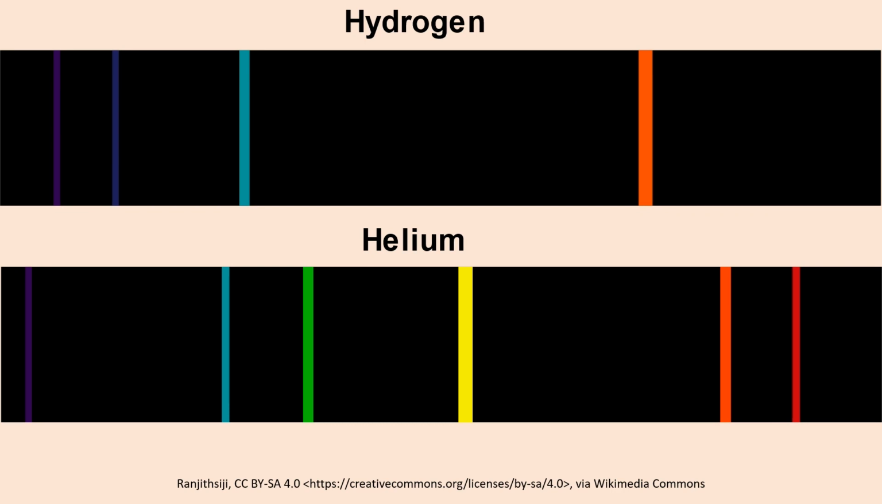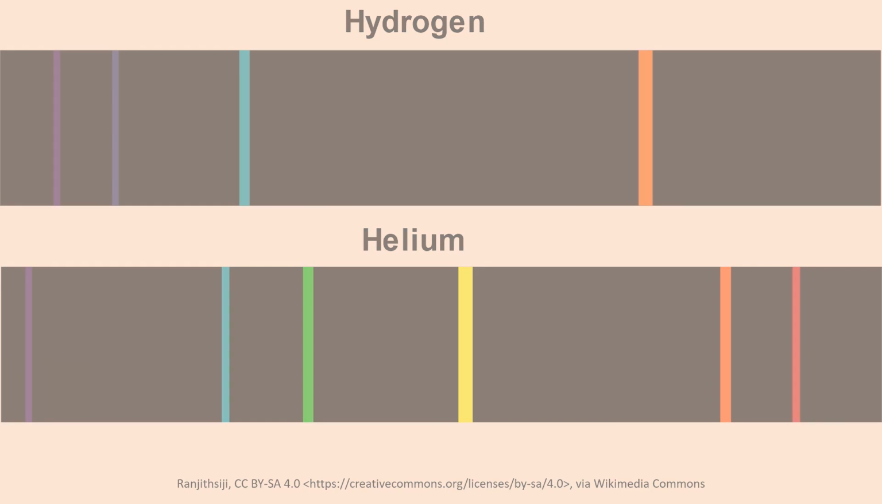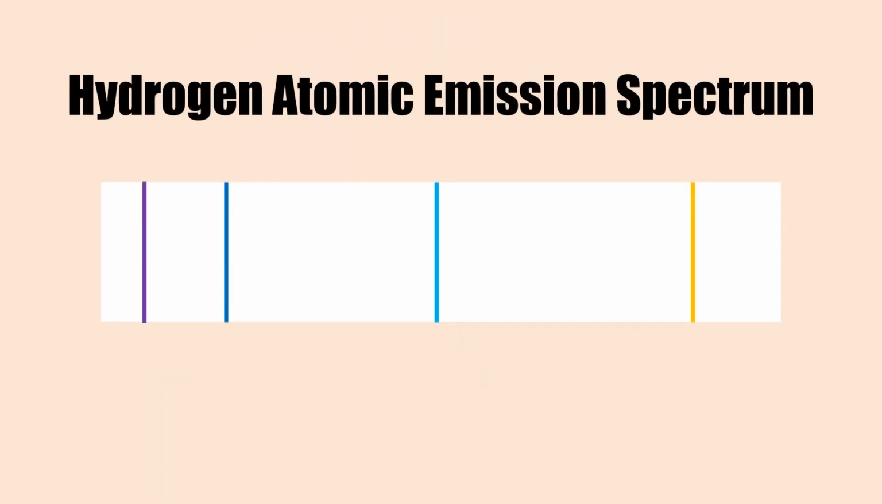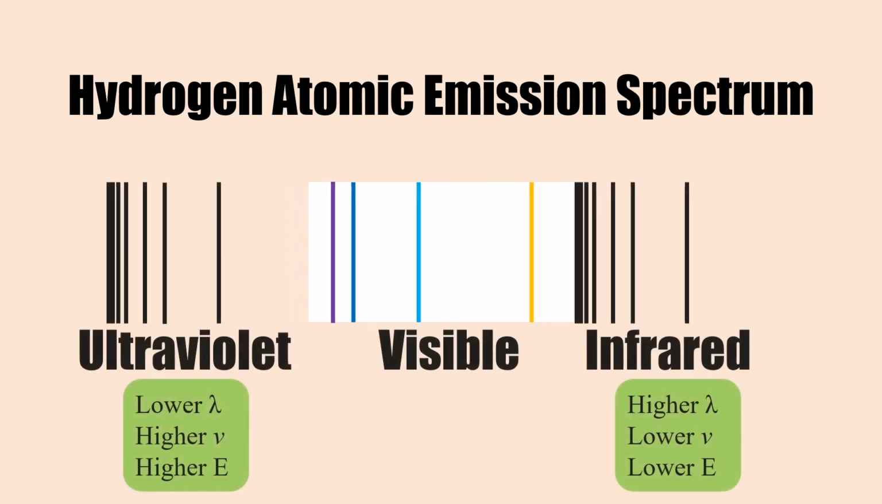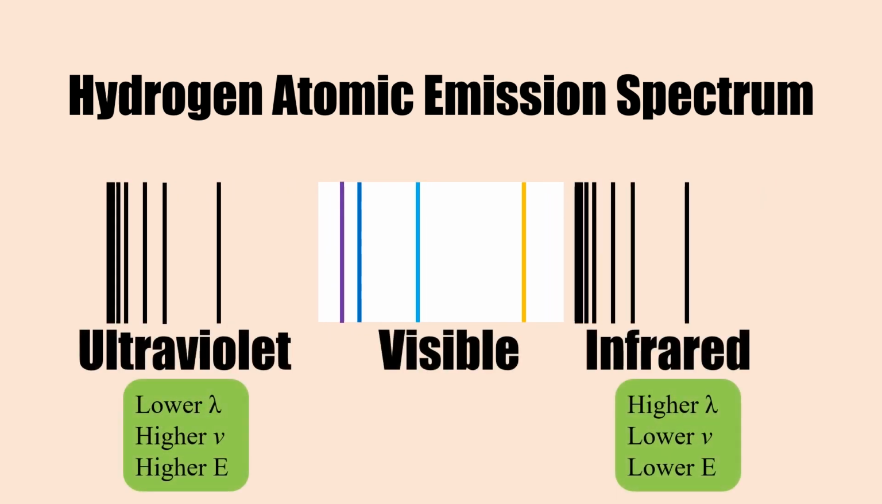Here are the examples of hydrogen and helium. Quite different. We'll focus on the hydrogen spectrum for this discussion. There are even lines in the higher frequency, higher energy UV region, and the lower frequency, lower energy IR region of the spectrum, but our human eyes cannot see those lines.